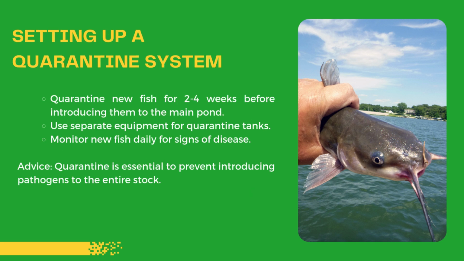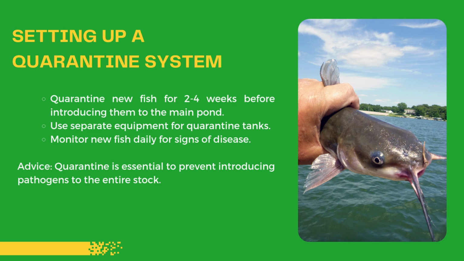Now, how do you set up a quarantine system in your isolation center? Quarantine is for new fish, 2 to 4 weeks before introducing them to your main pond. The idea is that in 2 to 4 weeks, by changing your water every week, 20% to 25%, by the fourth week, 100% of the water they live in is your own water. Then you can move them into your main pond.